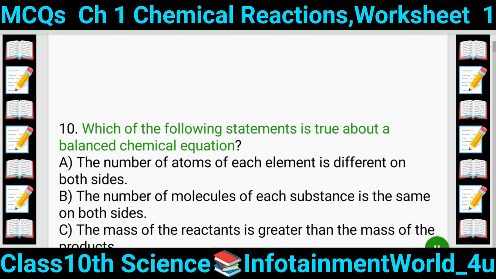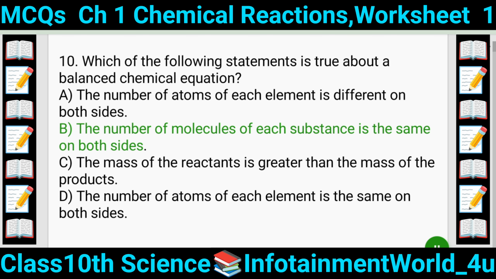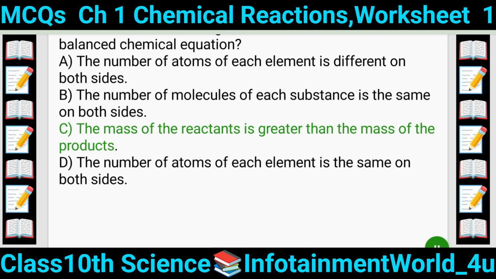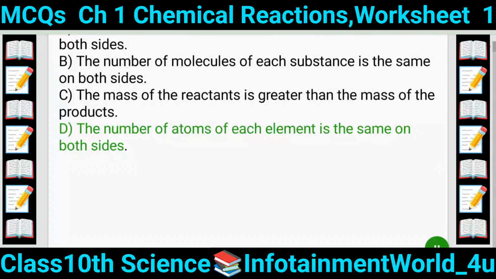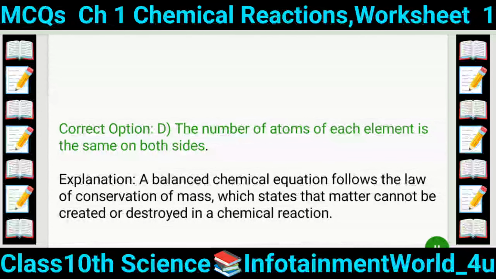10. Which of the following statements is true about a balanced chemical equation? A. The number of atoms of each element is different on both sides. B. The number of molecules of each substance is the same on both sides. C. The mass of the reactants is greater than the mass of the products. D. The number of atoms of each element is the same on both sides. Correct option D.